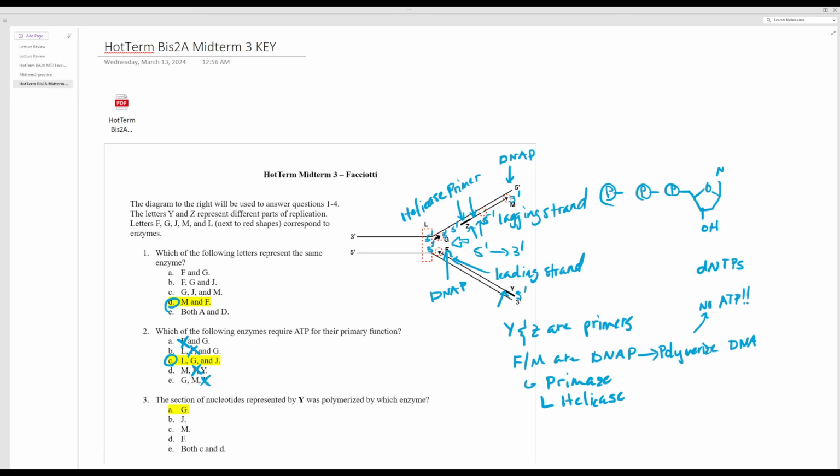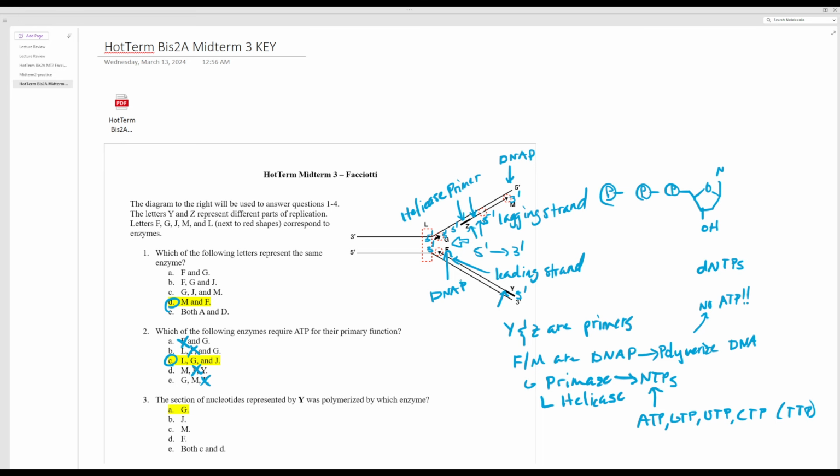G is primase, and primase requires NTPs. And guess what? ATP, GTP, UTP, CTP, and technically TTP, although it won't be used. All of these are NTPs. So it's kind of tricky. It's not using ATP as just an energy source. It's actually using it as the incoming monomer, this incoming substrate for primase. So ATP is required here.